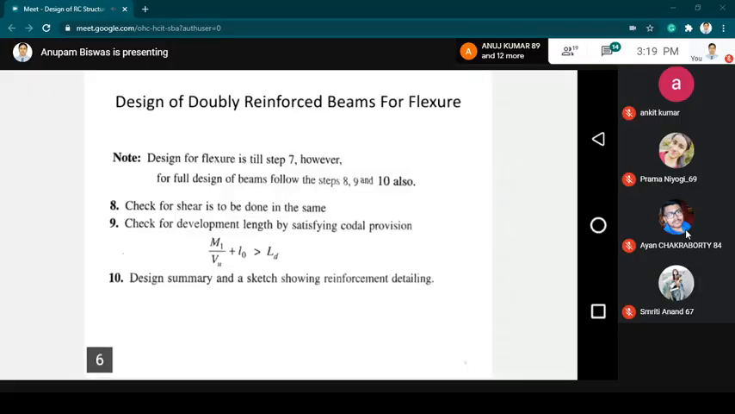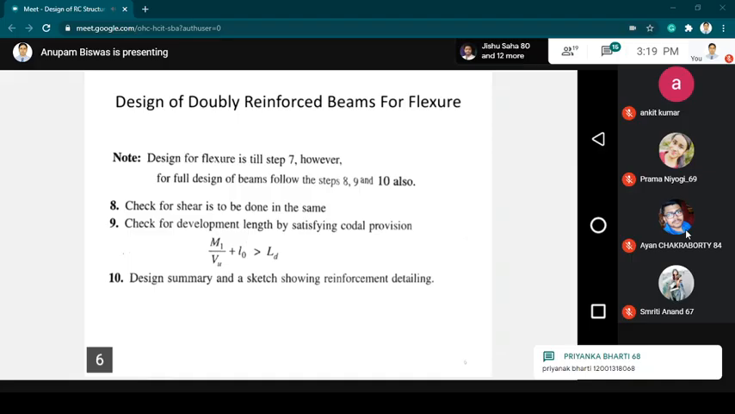So once all the design steps have been considered, next is to redesign if required, and next is to check for the shear, and shear reinforcement is to be provided, and that has been discussed already. We have to check the value of tau v, tau c, and we have to provide the shear reinforcement as required. The formula is same and the procedure is also same. And finally, we have to check for the development length as per the codal provision, as given here: M1 by V plus L0 should be more than LD.